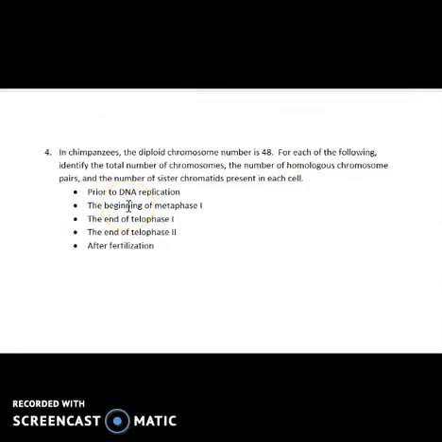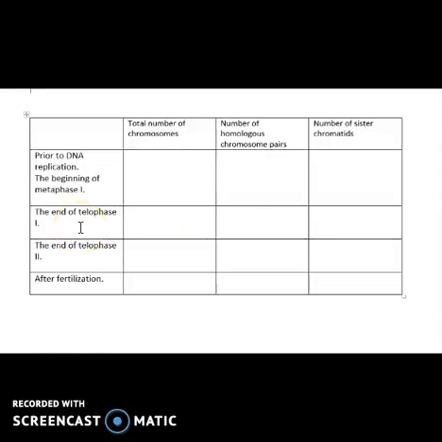In question 4, you're told that in chimpanzees the diploid chromosome number is 48, and then you're asked to identify the total number of chromosomes, number of homologous chromosomes, and number of sister chromatids in each of these phases. So for these problems, I like to set it up this way. Just make a chart or a graph or whatever you want to call this. The stages, and then what you're asked to identify, and this will vary over time, different questions.